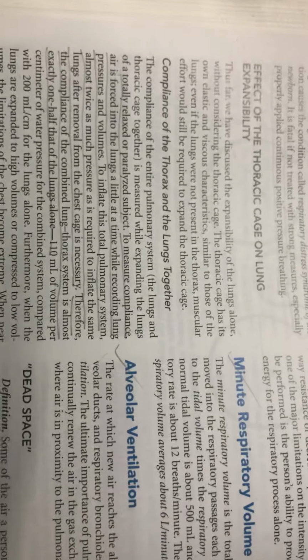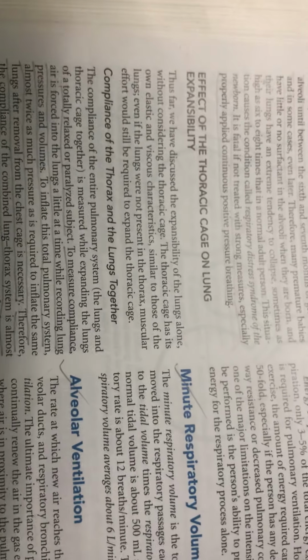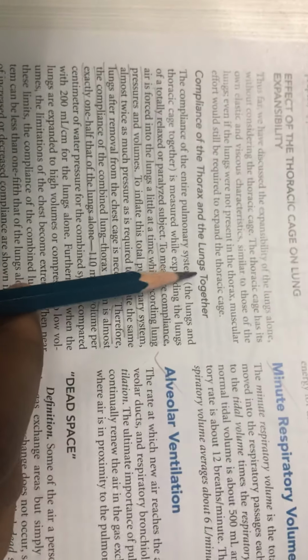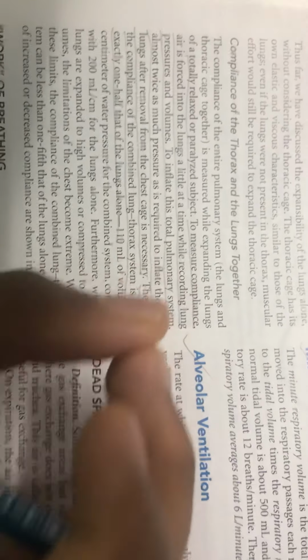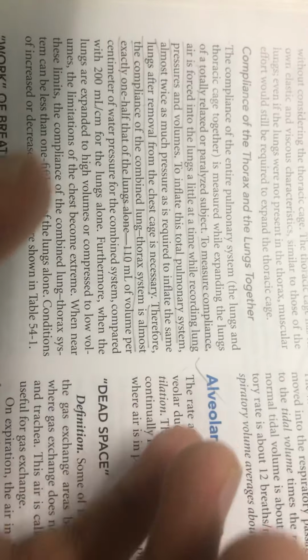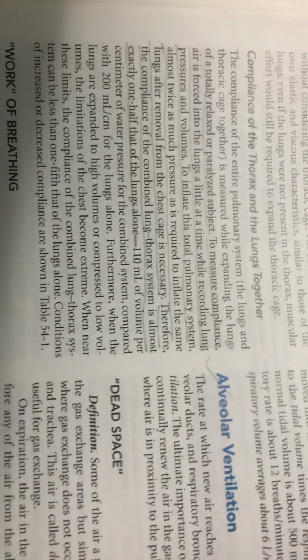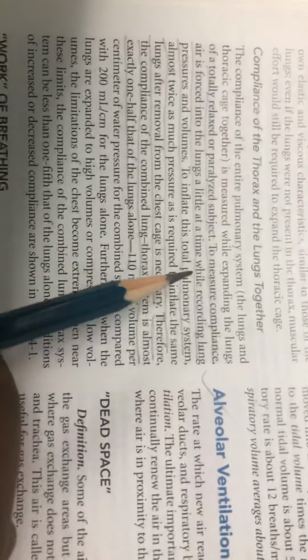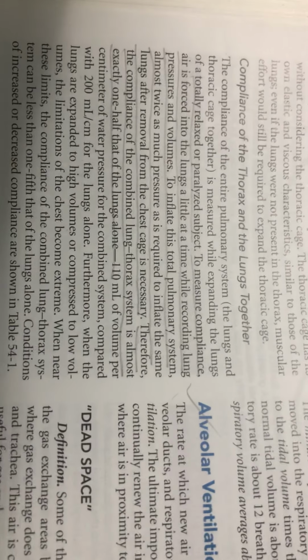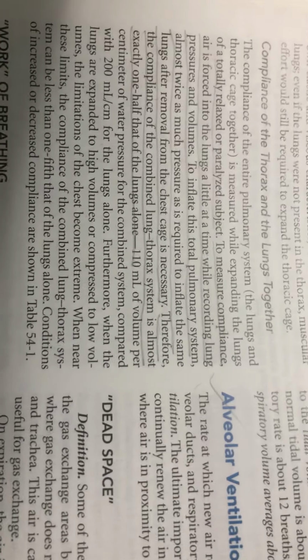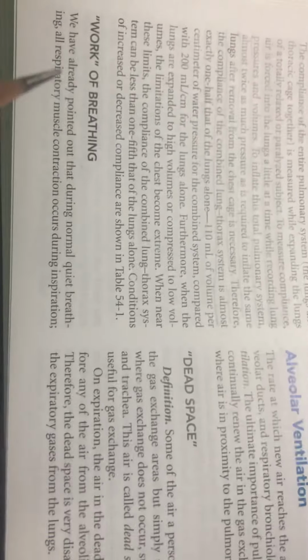And then the effect of the thoracic cage on lung expansibility, that is, the compliance of the thorax and lungs together. When the thorax and lungs are together, the compliance is more. If you take out the lung from the thorax and try to inflate it, it takes twice as much pressure to inflate the same lungs after removal from the chest cage. Okay, what about the work of breathing?